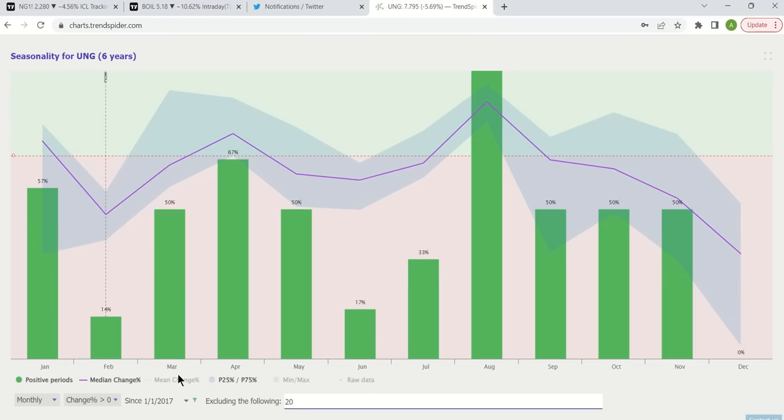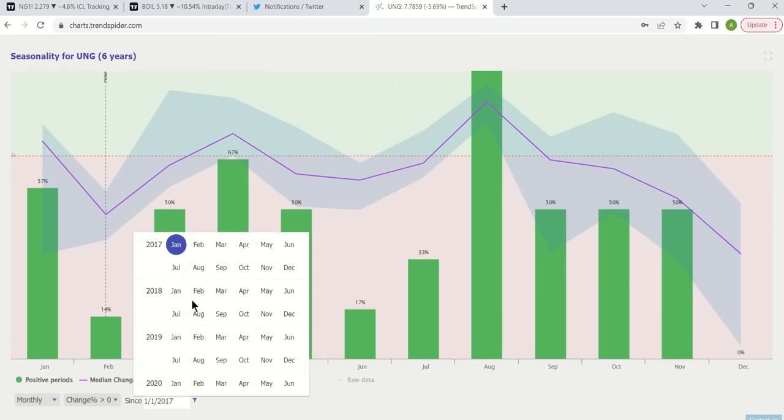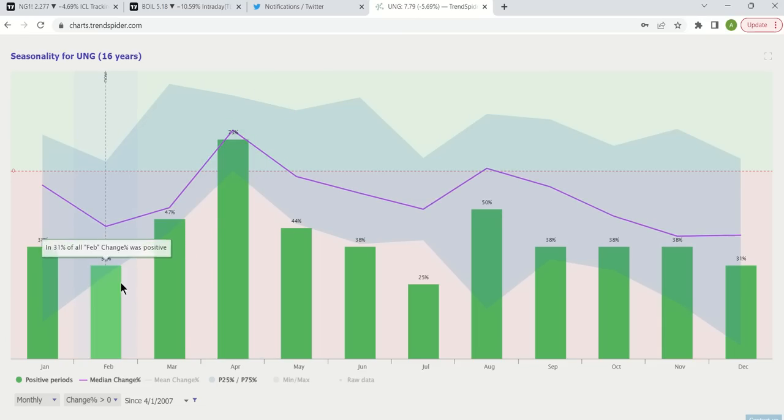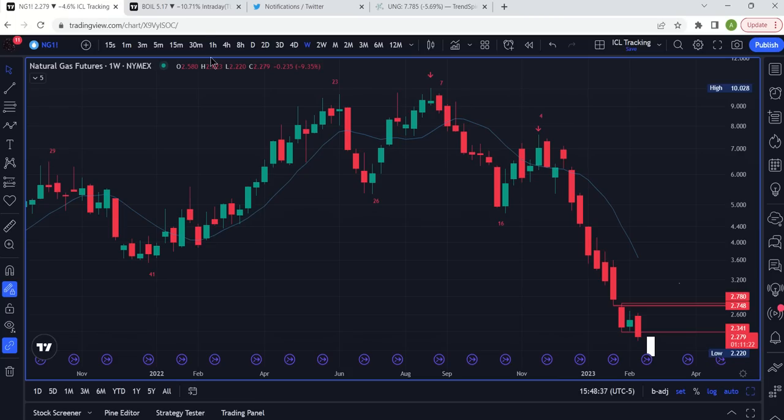If I remove this, I go all the way back to 2007, right? So same pattern. It's a pretty crummy month, 31% win rate, and April tends to be the best month of all. So it wouldn't be surprising if we continue to see weakness in March and we finally get our bottom in April. Obviously, we'll watch the price action in real time. And so that's your weekly chart.